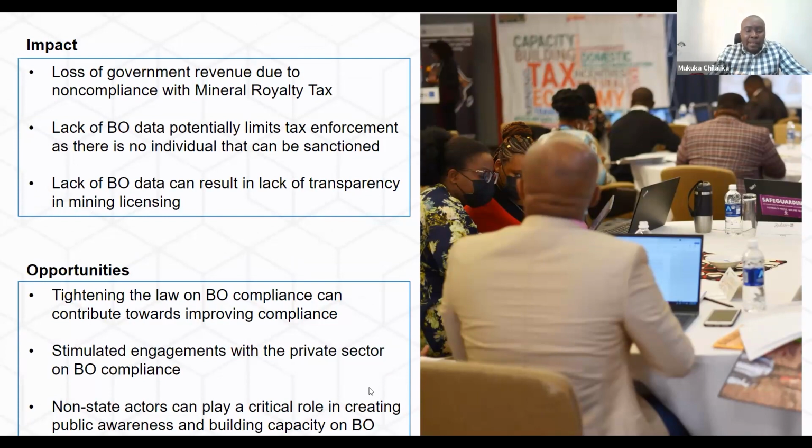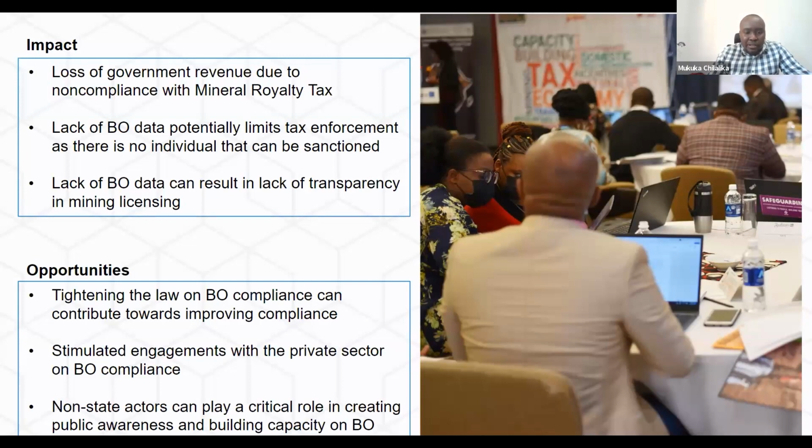Then in terms of improving the law, we have to look at what it is that companies have to do for them to file beneficial ownership information. Is it simple enough? Can it be understood? If it's complex, we have to simplify it so that we can improve compliance.